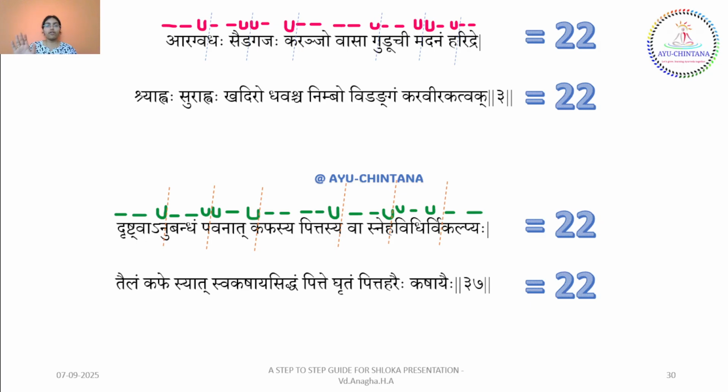So likewise, for a 44 letter shloka, you will divide it as two lines, 22, 22, and each of these lines with 22 letters will be divided into half, that is 11 plus 11, and each of these 11 will be divided into 3, 3, 3 and 2, because the ganas have to have 3 letters as a group. Okay. So Aragvadaha is one pada, Vaso Guduchi Madanam Haridre is one more pada. Likewise, Drishtvanubandham Bhavanat Kaphasya is one pada. Pittasya va Sneha Vidhir Vikalpyaha is one more pada.